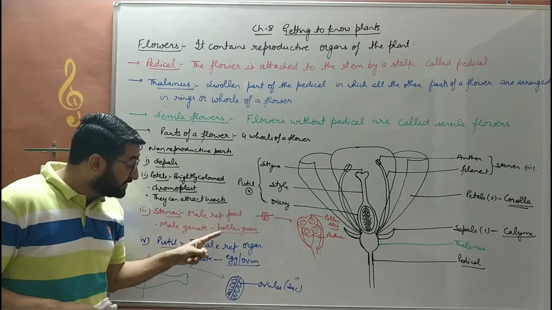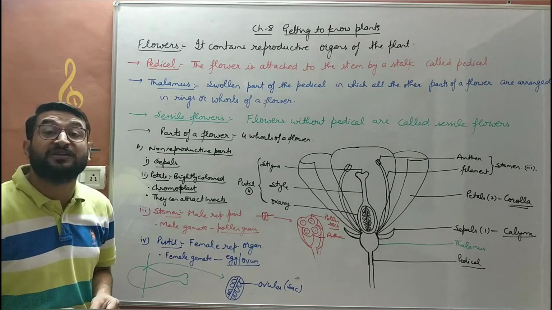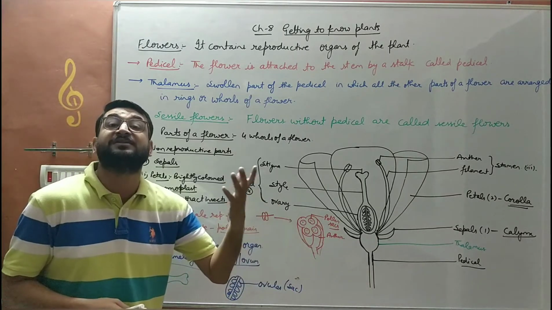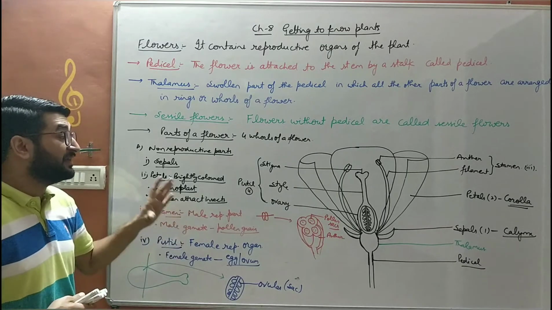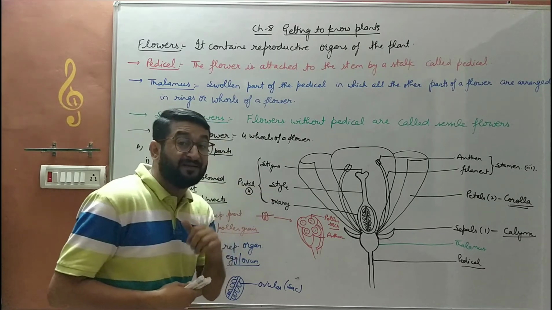This pollen grain is fused with this egg, and that's how seed is formed. Zygote is formed. That we will discuss in our next topic. How reproduction occurs in flowers. So, these are the parts of the flower. That are the four parts of the flower. One part which is left, that is style.